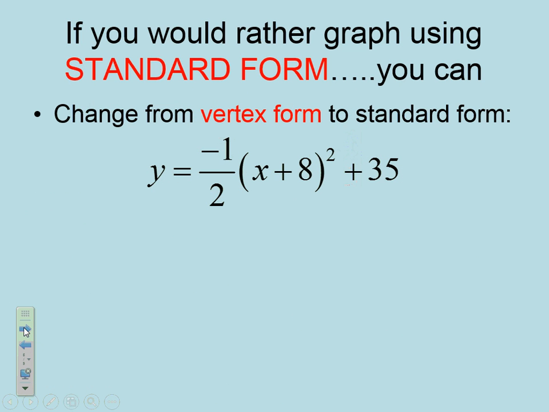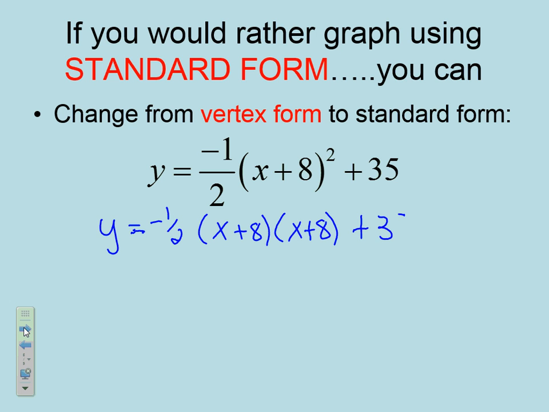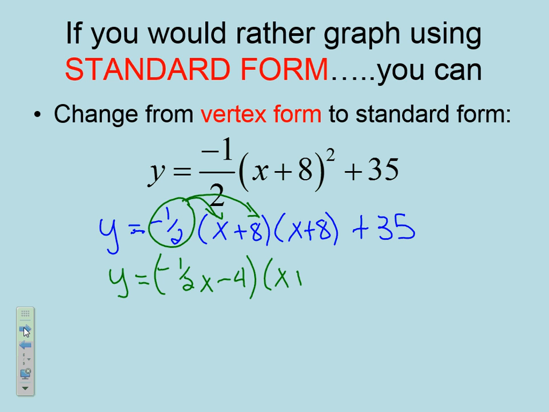Now, if you decide that you're not such a fan of vertex form and you want to do standard form instead, we can turn our vertex form into standard form. So please make sure you write this down as well, ladies and gentlemen. So we're going to have y equals -1/2 times the quantity x plus 8 times the quantity x plus 8, because that's what happens when we square it. We multiply times itself, plus 35. So y equals, I'm going to distribute my -1/2 first into my first one. So -1/2 x minus 4 times the quantity x plus 8 plus 35.